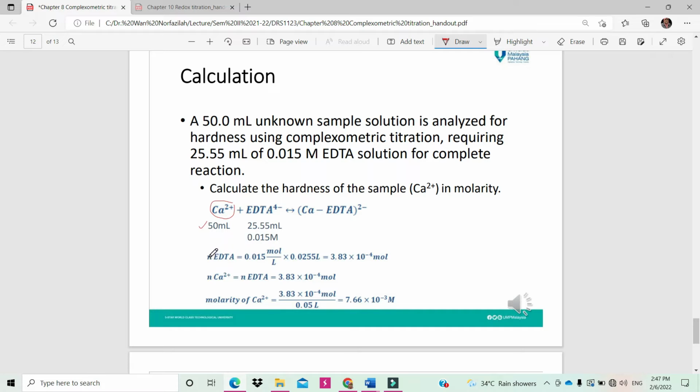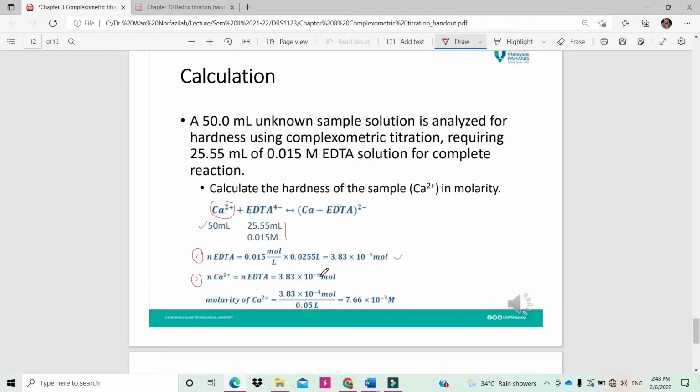So first what you need to do, okay, similar to previous chapters, okay, for precipitation titration, the first one we need to calculate the number of mole. In this case, the information given is for EDTA. So we can calculate the number of mole for EDTA. Okay, and after we get the number of mole for EDTA, we can now calculate the number of mole for calcium ion based on the chemical formula given. In this chemical formula, we know that 1 mole of calcium reacts with 1 mole of EDTA. So the number of mole will be the same.